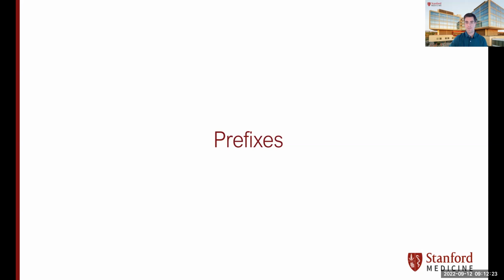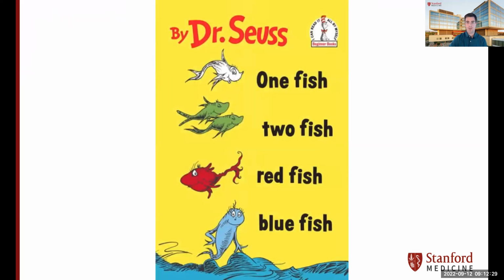So I'm going to start with prefixes. So prefixes are the very beginning of the word. So it seems like a pretty good place for me to start, right? And remember that prefixes usually try to give additional information about the topic, often providing anatomic or quantitative information. So like Dr. Seuss is just describing how many or what type of fish we're discussing, right?